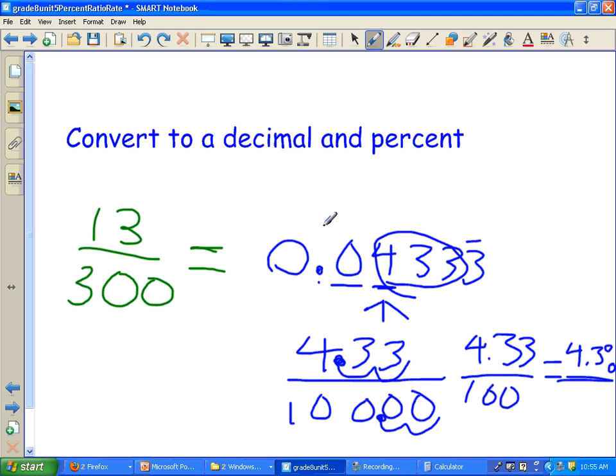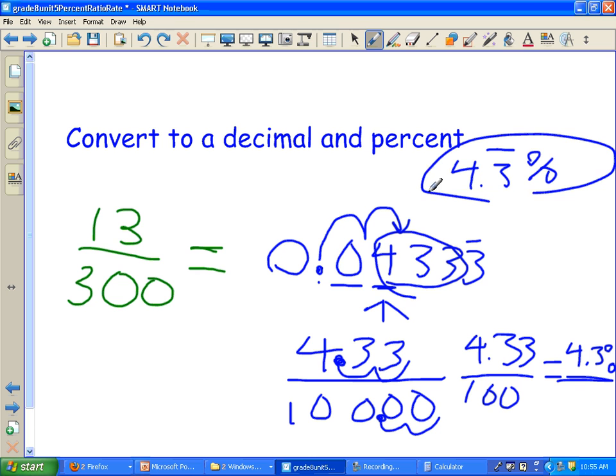Again, another way that might be even simpler is, when you have a decimal, to change it to a percent, just simply times it by 100. So if you times it by 100, you simply shift the decimal 2 places, and you have 4.3 repeating percent in this case. And so to change a decimal to a percent, you can just times it by 100 or shift the decimal place 2 places to the right. And you do the opposite to change your percent to a decimal.